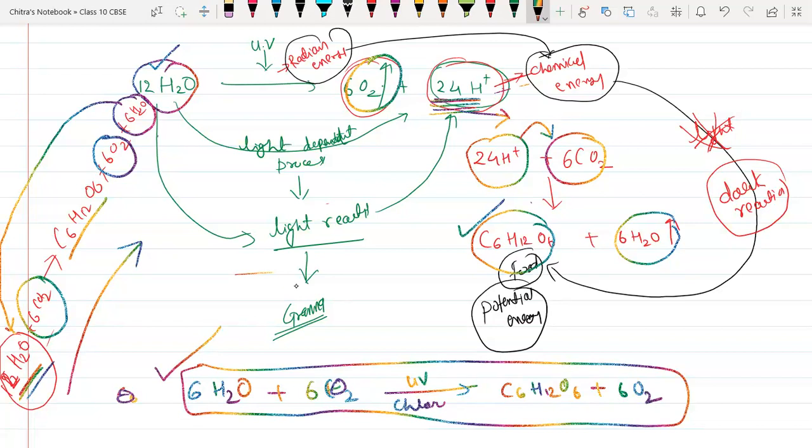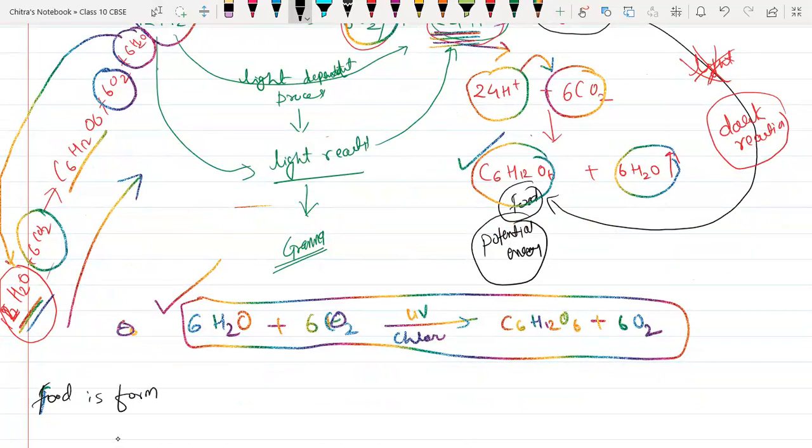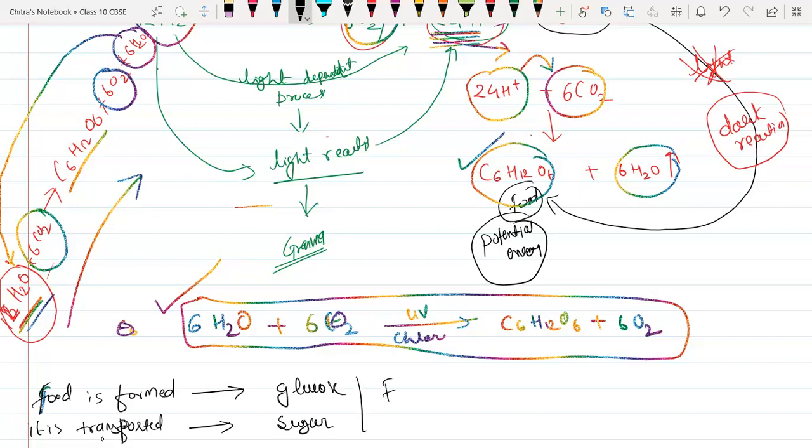So this is about photosynthesis. And one more thing I want to mention here: food is formed in the form of glucose. It is transported in the form of sugar. Then food is deposited in the form of starch. Okay, any doubt? No, sir. Understood, sir.